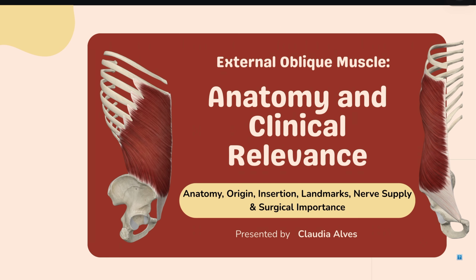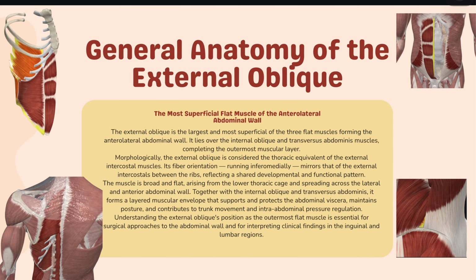So today we are going to learn about the external oblique muscles. We'll see what these external oblique muscles are. If we talk about the general anatomy of the external oblique muscle, this is the most superficial flat muscle of the anterior lateral abdominal wall. So this is in front as well as lateral. This is the largest and most superficial out of the three muscles that form the anterior lateral abdominal wall.